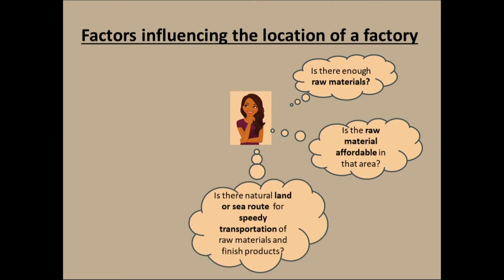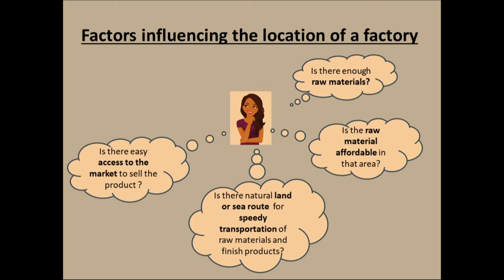So the third factor is whether there are natural land or sea routes for speedy transportation of raw materials and finished products. When we're talking about land routes, we are talking about whether there are motorways, roads, railway tracks, train tracks. And when we're talking about sea routes, we are talking about whether there are ports in the area so that the factory can easily access its raw material, and whatever finished product that they have, they can easily transport it to their market.